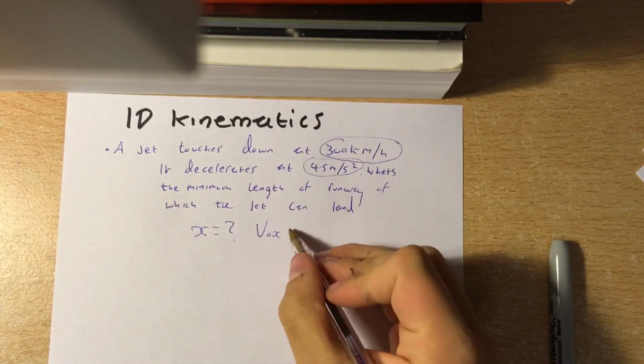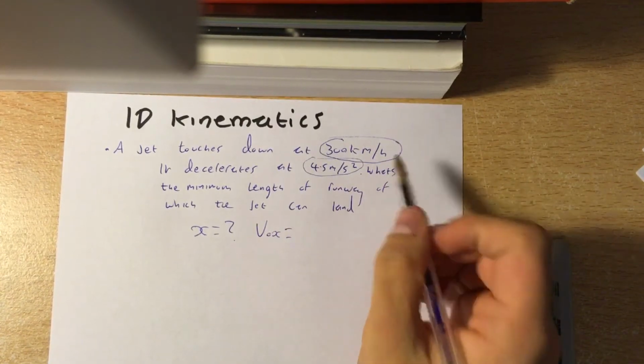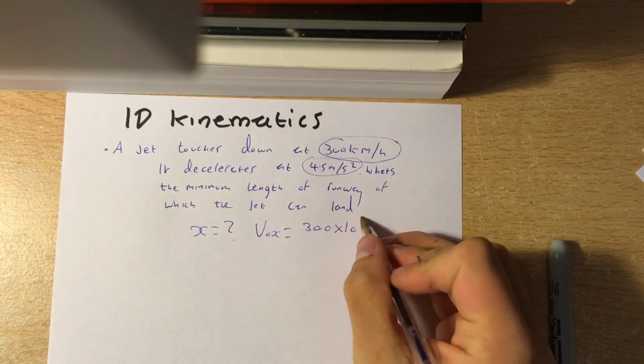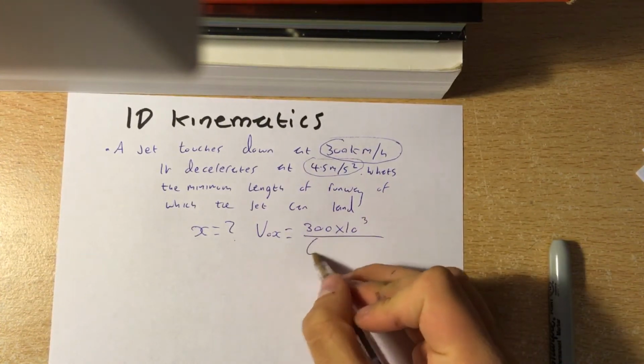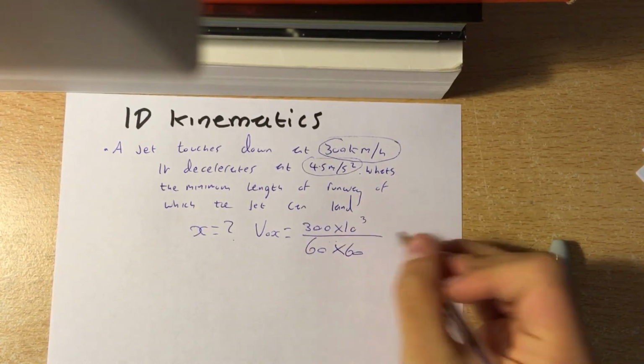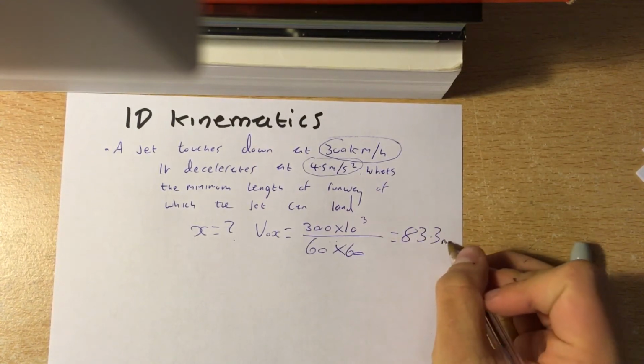Of course it's landing horizontally, it's one dimension, so it's all going to be x values. The initial velocity is 300 kilometers per hour, but we want that in meters per second. So all we do is write 300 times 10 to the power of 3. We divide it by 60 once to get it in minutes, and by 60 again to get it in seconds. And this gives us a value of 83.3 meters per second.